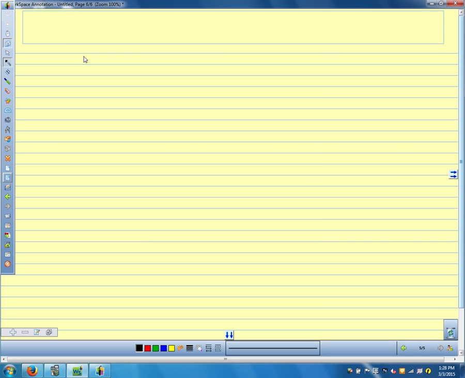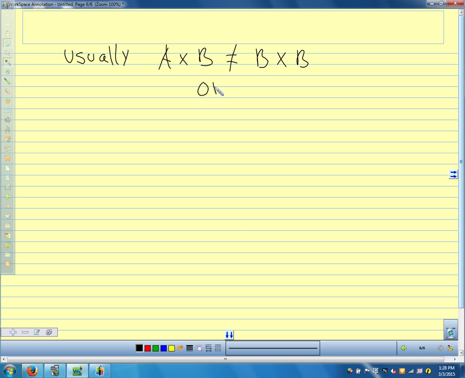So we're going to say usually A times B does not equal B times A. Order matters. So when we're doing matrix multiplication, it matters what order we multiply the matrices in. Oops, did I say B times B? B times A. There we go. Usually the order matters. Sometimes it doesn't, but usually it does.